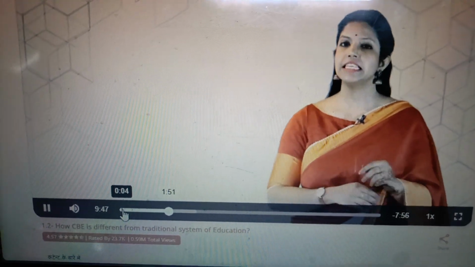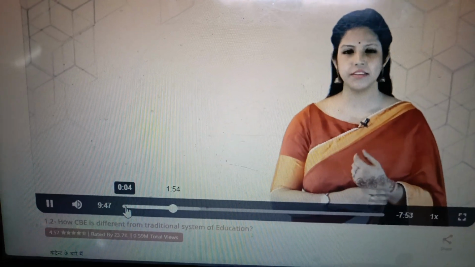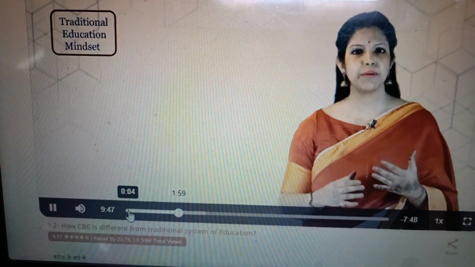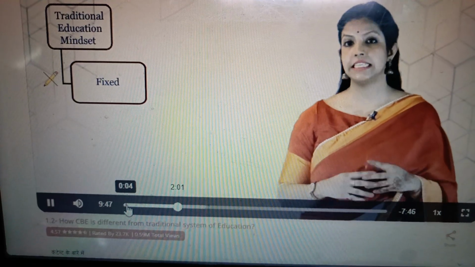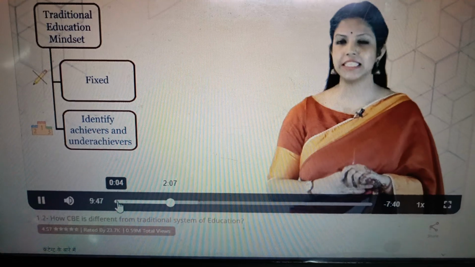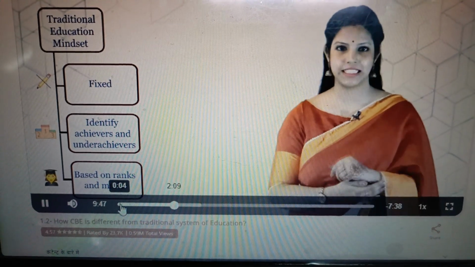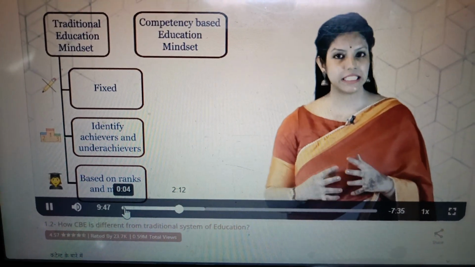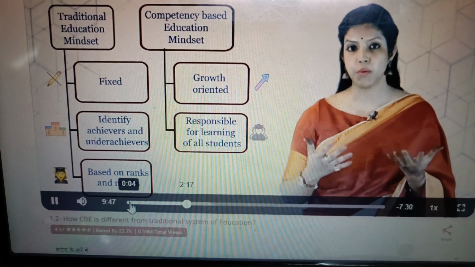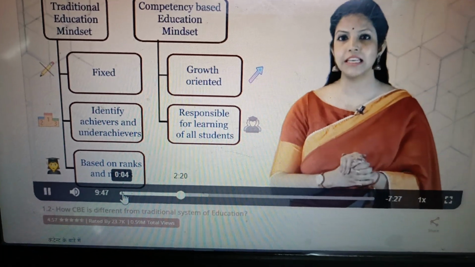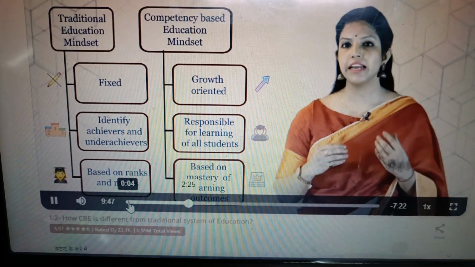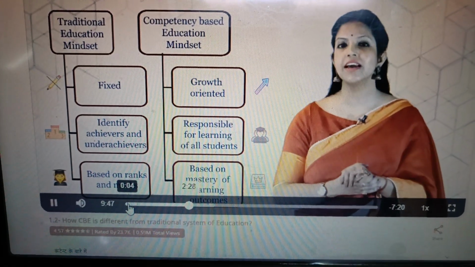Mindset. Is the mindset of educators and learners different in the two systems? Traditional education is based on a fixed mindset. It is practiced to identify achievers and underachievers in class based on ranks and marks. But the competency-based system is based on a growth-oriented mindset. It takes responsibility of all the students in mastering learning outcomes. It is more responsive and commits to continuous improvement and performance.